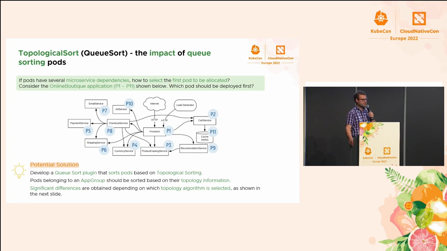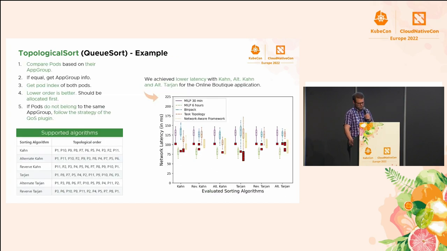We have a potential solution for this, which is an additional QSort plugin that sorts pods based on topological sorting. Essentially, topological sorting looks for the dependencies amongst different workloads and tries to find the preferred order based on topology information. Currently, we support 6 algorithms, and I will show you that significant differences can be obtained based on the topology algorithm that you select for the application group. You can see here that depending on which one you select, different orders are obtained. Currently, for the online boutique application, we achieved lower latency with 3 algorithms. But you can clearly see that depending on the order, it matters.